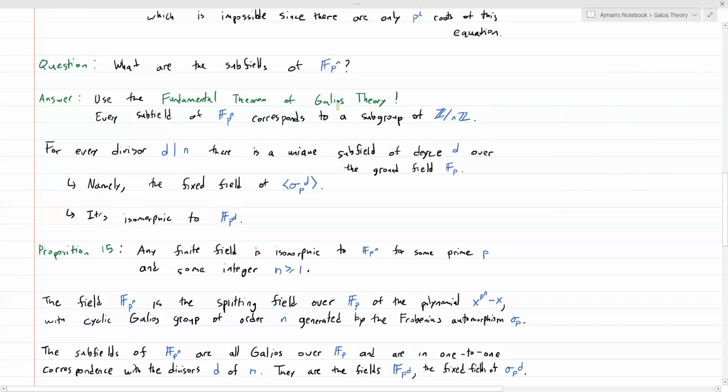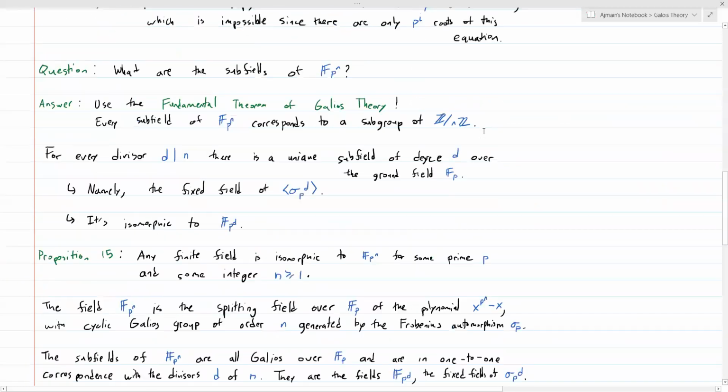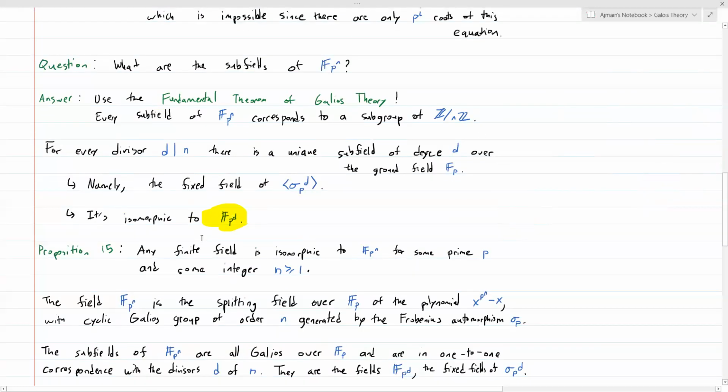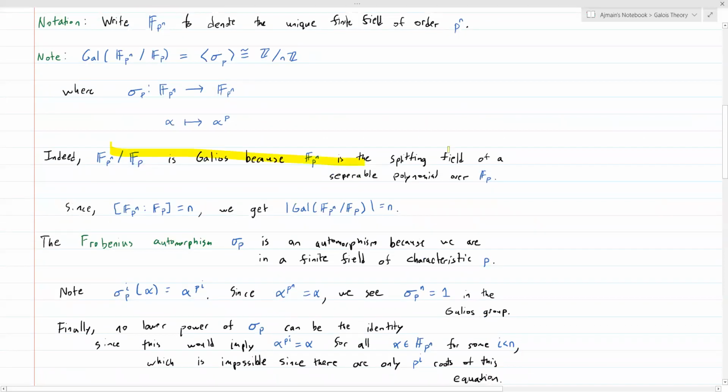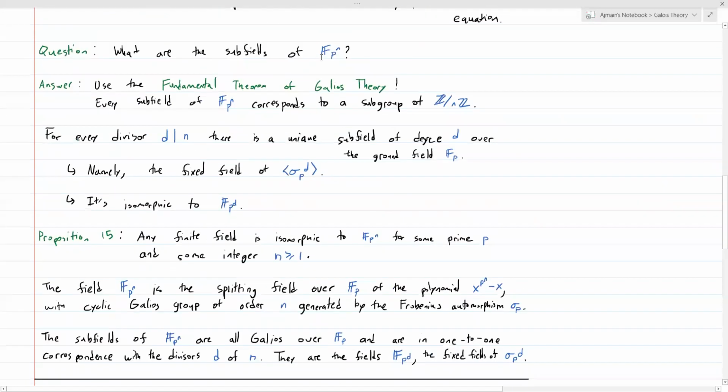And it has Galois group equal to Z mod dZ. Right? That is the quotient of sigma_p mod this subgroup, this group mod sigma_p^d. That quotient group has order d. And it has to be that this subfield is Galois over the ground field and has Galois group equal to Z mod dZ, because the subfield is isomorphic to this field, and we already proved that this field is Galois with cyclic Galois group. So it's all consistent and it makes sense.